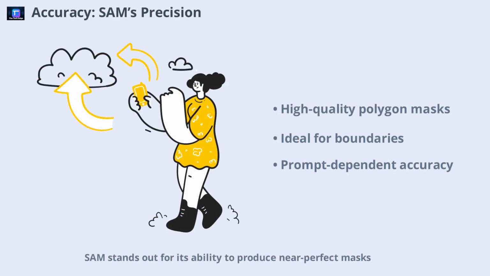SAM stands out for its ability to produce near-perfect masks. It's the go-to model for extracting building footprints, segmenting tree canopies, outlining water bodies, and mapping roads or urban boundaries. However, SAM's accuracy depends on the quality of prompts and the clarity of image tiles. When you need detailed polygon boundaries rather than just object counts, SAM delivers exceptional results.